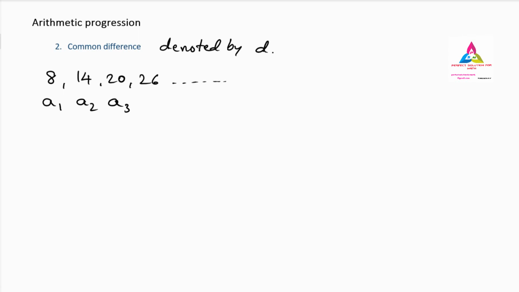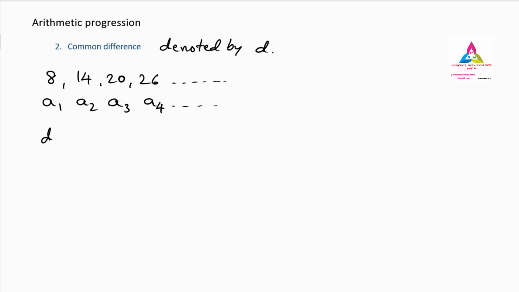Coming to the second part of the arithmetic progression, that is common difference. Here common difference is denoted by D, and we can express it using one example. I will take one example: 8, 14, 20, 26, and so on. Here we already know the terms, so this is a1, this is a2, 20 is a3, and 26 is a4, and so on. We don't know the last term, the an term, and we don't need it now for finding the common difference.